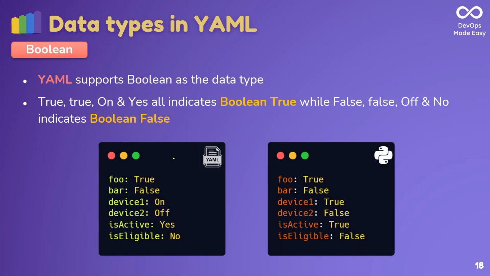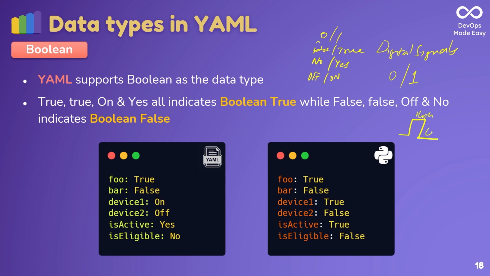Now Booleans. YAML also supports Boolean as a data type. We all know that the Boolean data type has only two values. Either it can be 0 or 1, false or true, no or yes, off or on. These are all indications of only two values. These are nothing but digital signals, and digital signals have only zeros and ones. There are only two states, either a no state or a yes state, or a high state or a low state. Similarly, Boolean indicates a value that can only have two possible values.